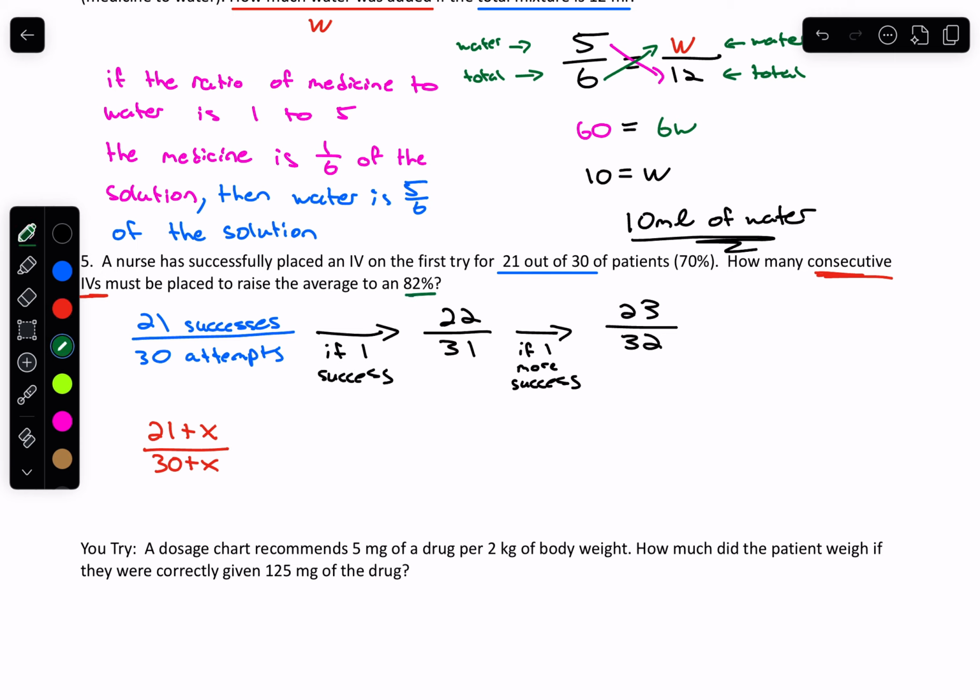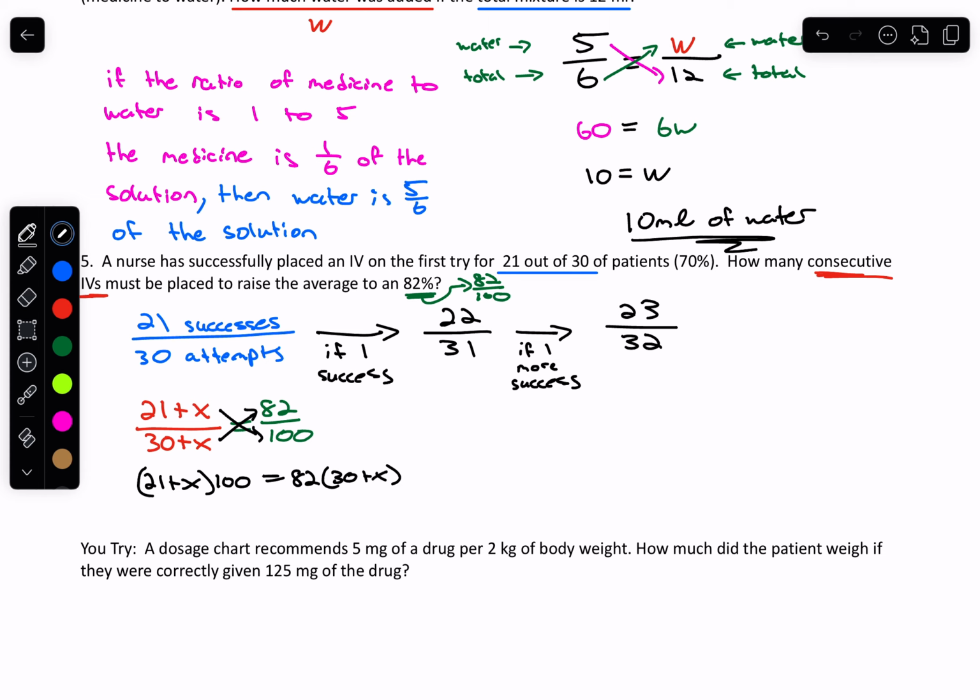So we have 21 plus x over 30 plus x equals 82 over 100. If I cross multiply, I'm going to get from the top 21 plus x times 100 is going to be equal to the other direction of the cross multiplication, 82 times 30 plus x.